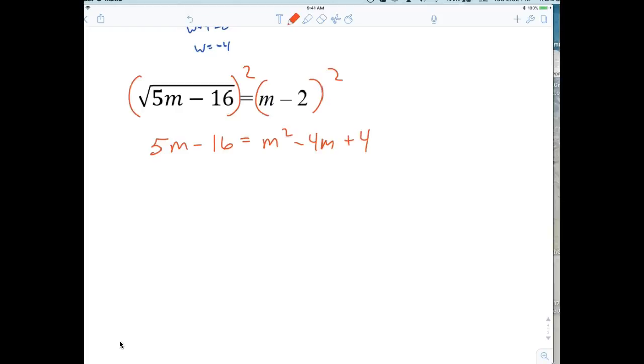That's how you should know that. Anytime you square a binomial, the first term is squared. The middle term is always the product of the two inside times 2. Now you have to set it equal to 0. So when I set this equal to 0, I get m squared minus 9m plus 20.